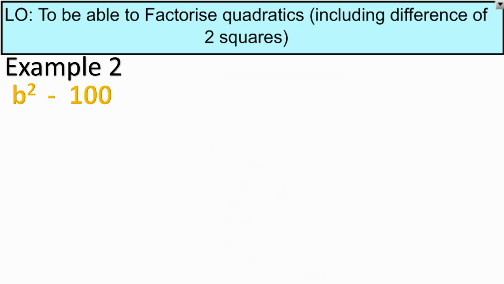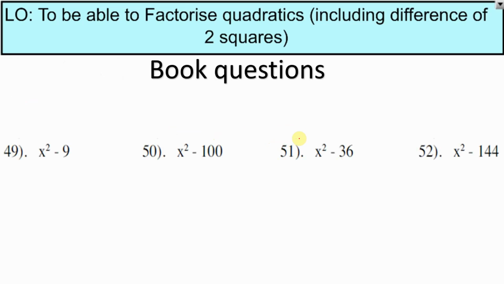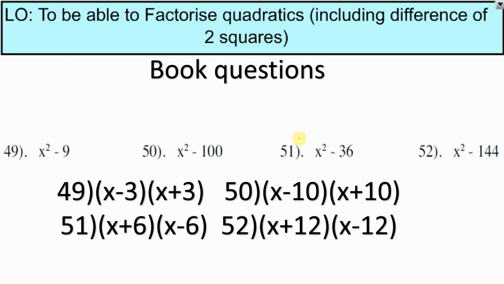Have a quick go at this one and see if you can get it right, and I will put the answer up quickly. So the answer to this one would be b plus 10, b minus 10. You could have minus 10 plus 10, it doesn't matter. And that is just square rooting both of them, putting a plus and minus in your brackets. There's 4 more there if you want to have a go, but they're your 4 answers.